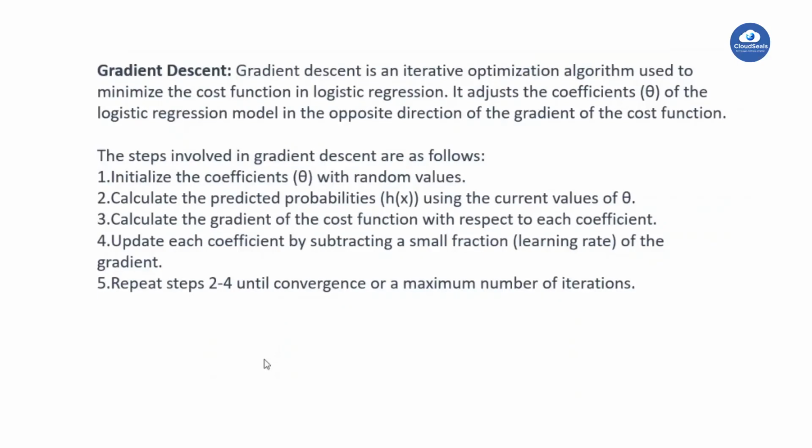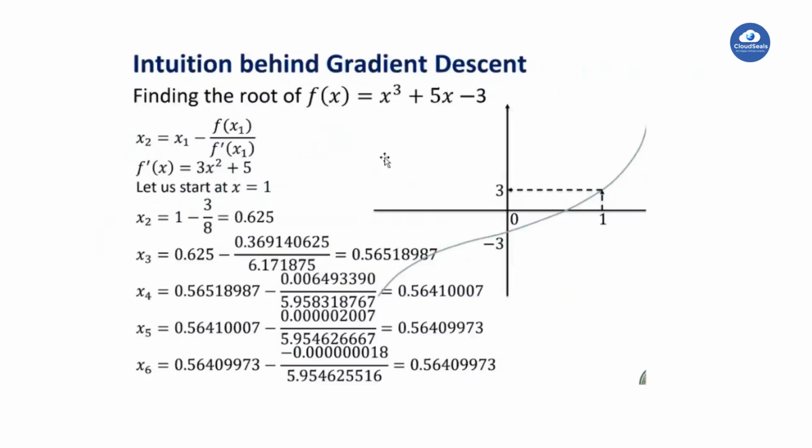By changing coefficients like this, it will calculate the cost function. For the values which give the lowest cost function, it will finalize those as the coefficients for the given independent variables. Simply, let's take an example. I already told you f of x is the function, f of x is 1 by 1 plus e power x. Let's take one function, that is x cube plus 5x minus 3.